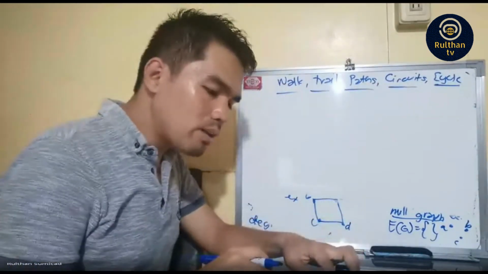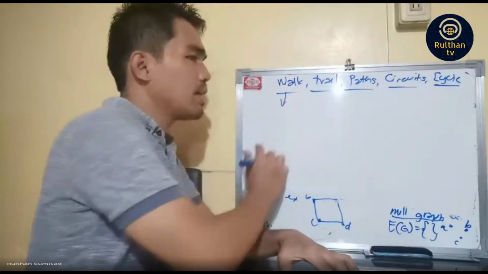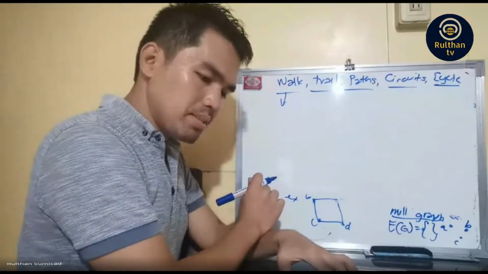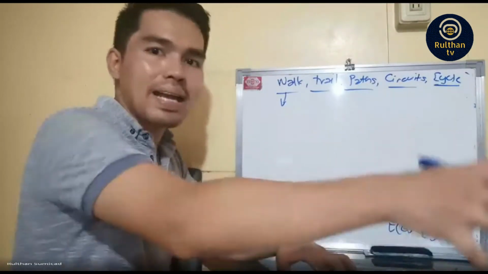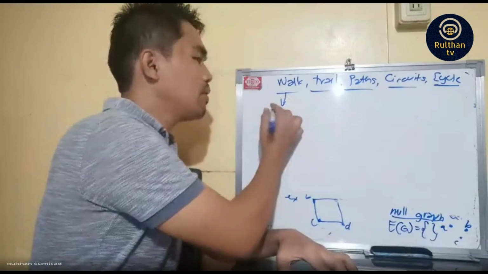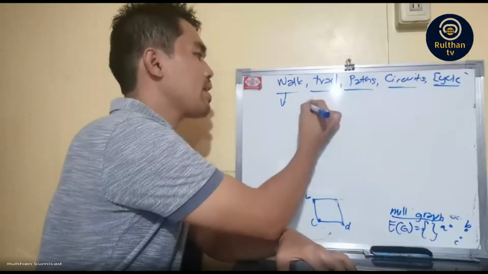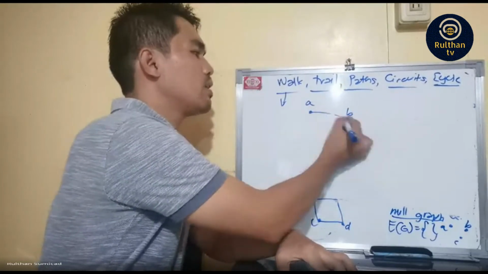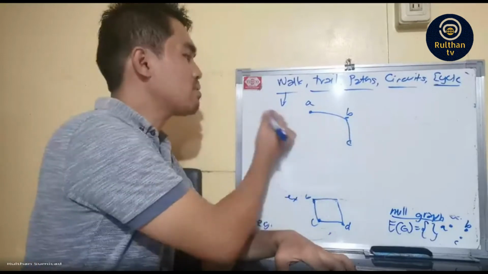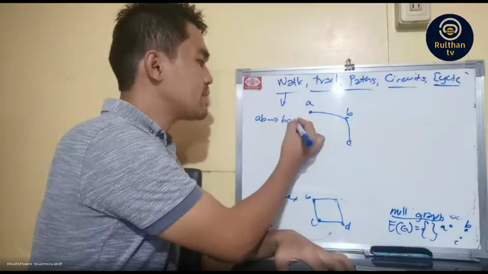Okay, let's start with a walk. A walk is simply a walk from one vertex to another, passing an edge. Okay. An example of a walk is here: A, B, C. So a walk is from A, B going to B, C.